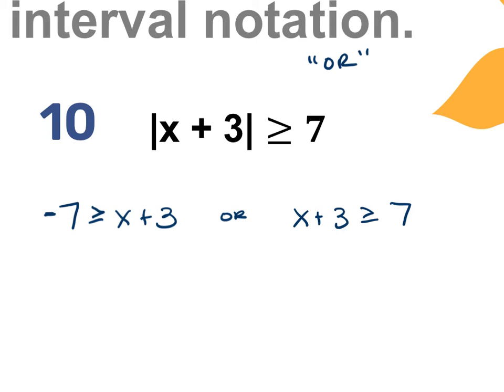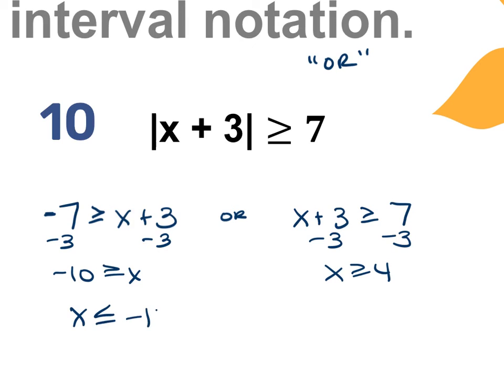So I split this into 2. Think about your ors on a boat. 2 going on the outside, right? Subtract this. Subtract this. And I get x is less than or equal to negative 10 or greater than or equal to 4.